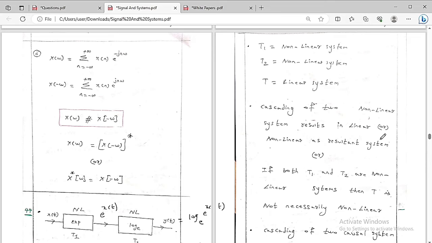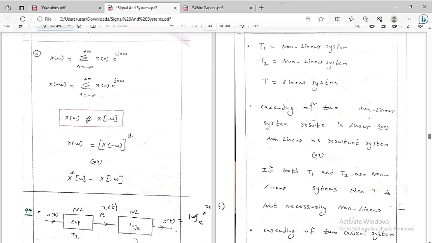What is the meaning of this? If both T1 and T2 are non-linear systems, then the resultant T is not necessarily non-linear. It means it can be either linear or non-linear. That is the meaning of this. So cascading of two non-linear systems results in a system which is either linear or non-linear. So whenever we cascade two non-linear systems, the resultant system can be either a linear system or a non-linear system also.